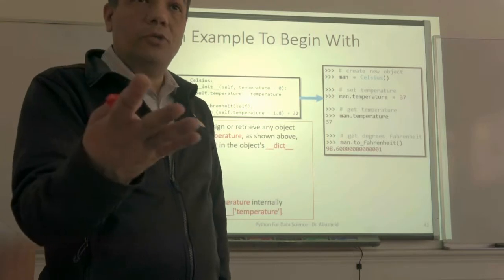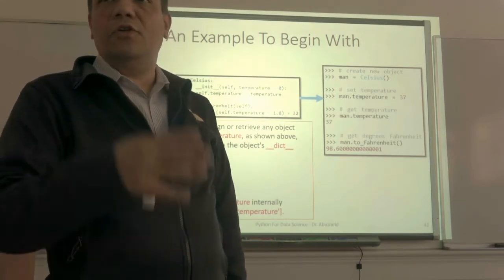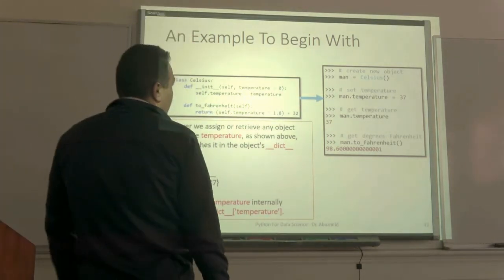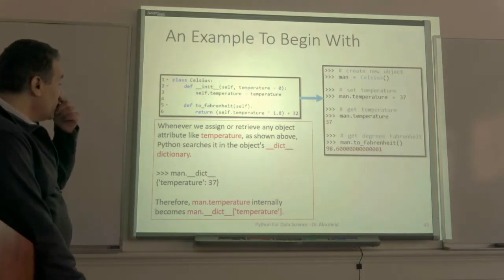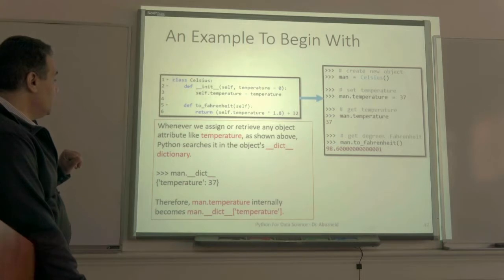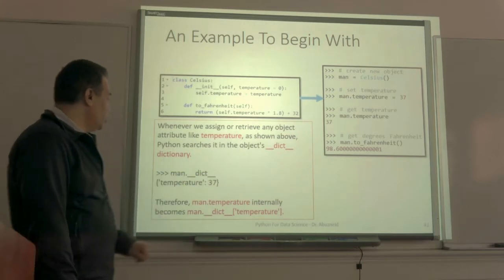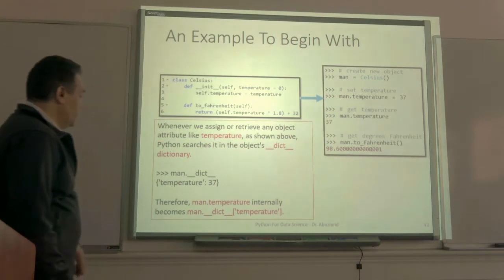What is the attribute? It's the temperature in Celsius. And what is the method? Converting this temperature to Fahrenheit. Easy? All right. So whenever we assign or retrieve any object attribute like temperature as shown above, Python searches it in the dictionary variable.